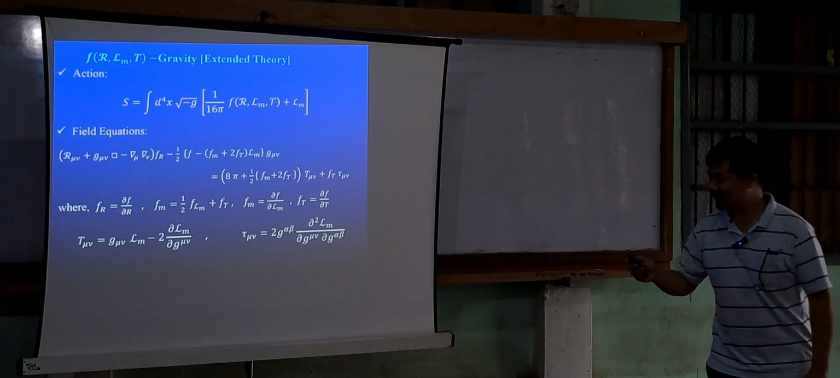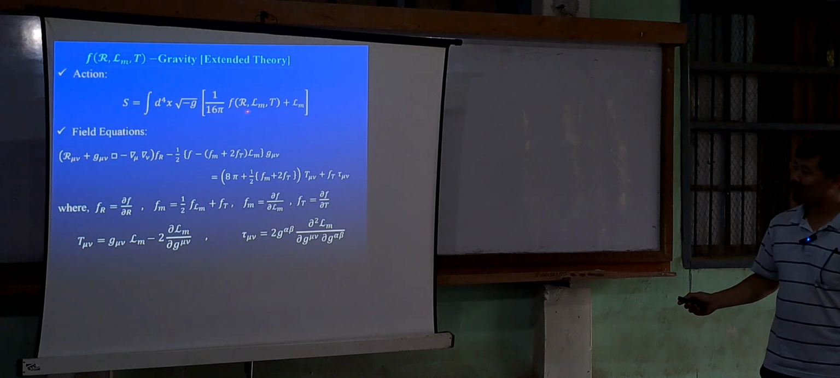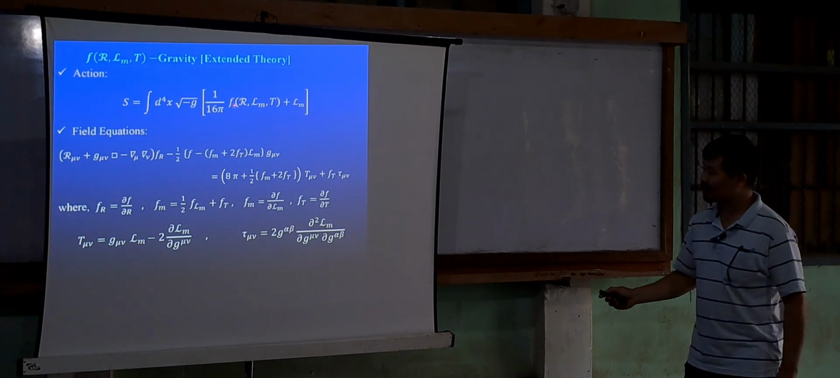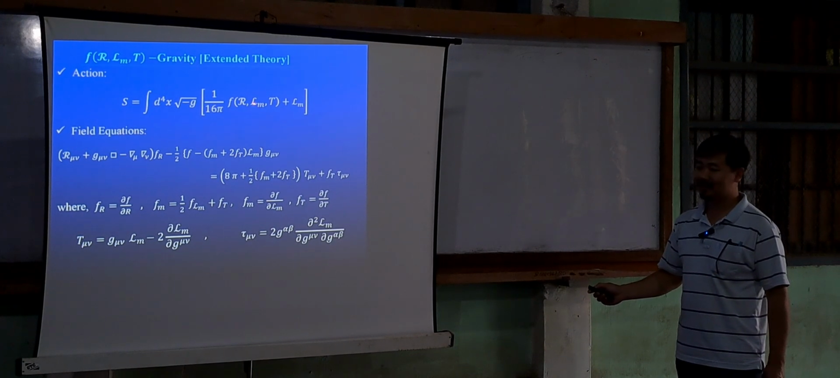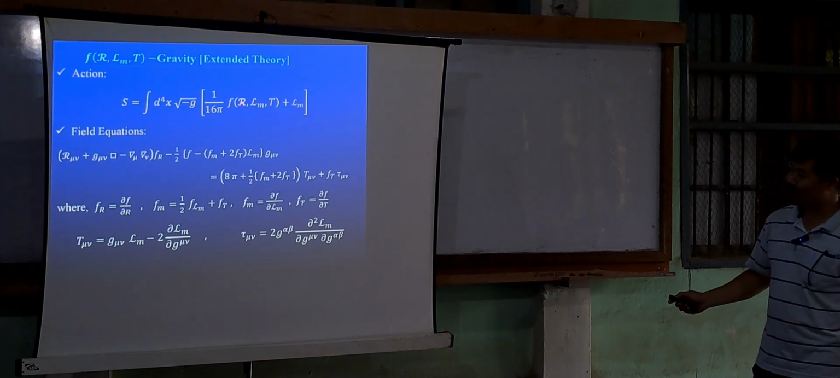Next one, this is the new one, f(R, L_m, T) gravity. In this scenario, this is the extended theory of gravity from Einstein's one. First will be the Ricci scalar here. This is the matter Lagrangian. This is the trace of the matter tensor. And you can modify the function.